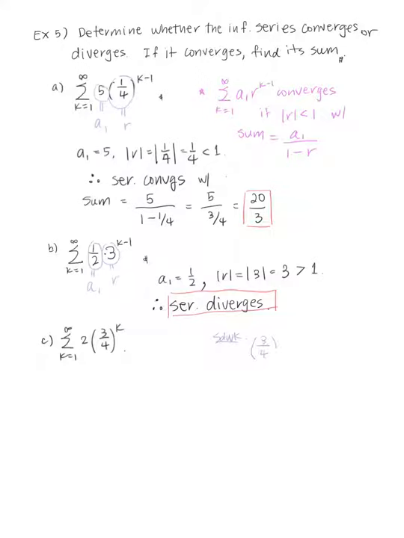3 over 4 to the k. Do you see that this is the same thing as 3 over 4 to the first times 3 over 4 to the k minus 1? Because you'll be adding the exponents. If you add the exponents, 1 plus k minus 1, that should just give you a k back. So now we're going to rewrite this series.